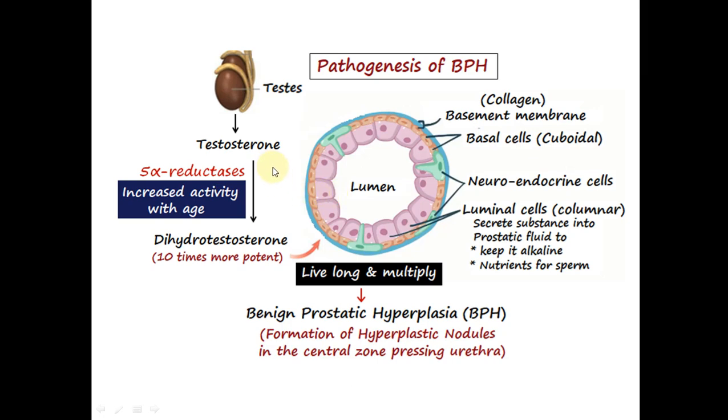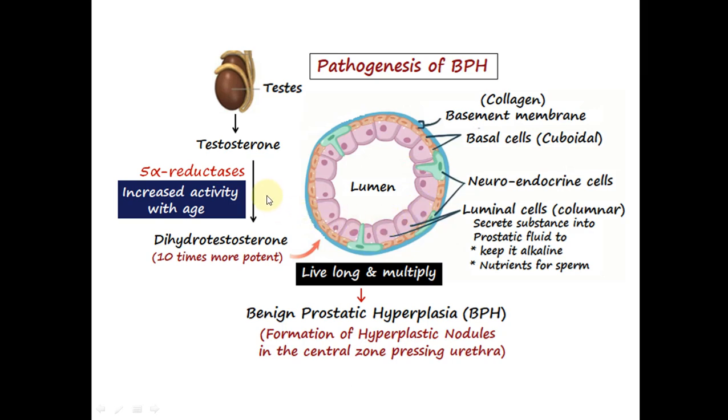Additionally, there is an enzyme known as 5-alpha reductase. This 5-alpha reductase converts the testosterone into dihydrotestosterone. And dihydrotestosterone is a more potent androgen, and that is 10 times more efficient than simply testosterone to make growth and proliferation of the glandular cells of the prostate, particularly the columnar cells.